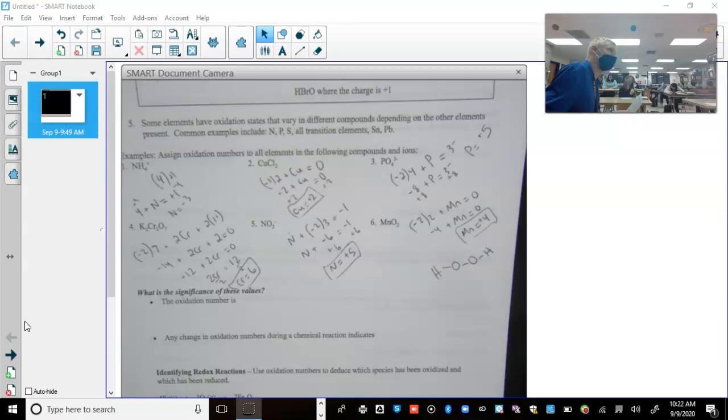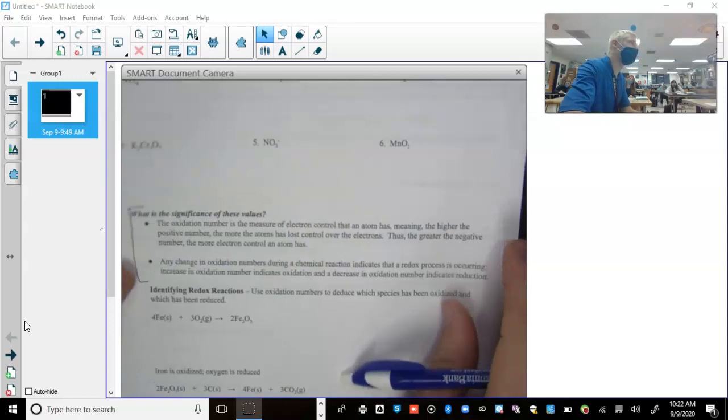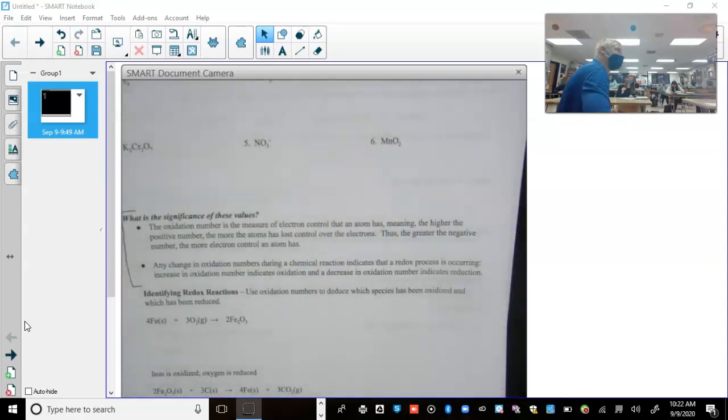So the oxidation number, we'll fill that in. Here we are. The oxidation number is the measure of electron control that an atom has, meaning the higher the positive number, the more the atom has lost control over the electrons. Thus, the greater the negative number, the more electron control an atom has. Maybe next year I'll just print it out for you.